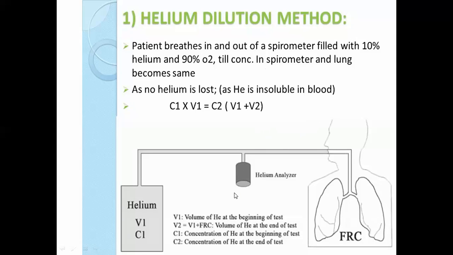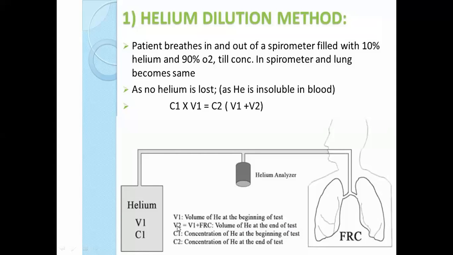So that will be obtained as C1 into V1, where C1 is the concentration of helium at the beginning of the test, and V1 is the volume of helium at the beginning of the test. That equals C2 into (V1 plus V2). C2 is the concentration of helium at the end of the test, V1 is the volume of helium at the beginning of the test, and V2 is the FRC, so V1 plus V2 is the volume of helium at the end of the test.